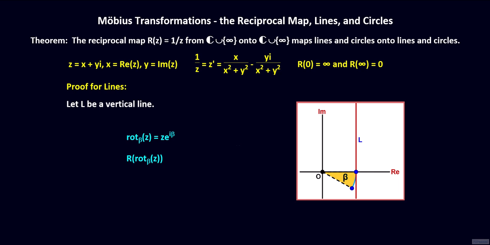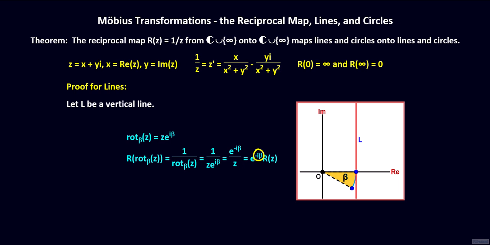R of rho sub beta of z is 1 over rho sub beta of z, and this is equal to 1 divided by z times e raised to the power i times beta. And this is equal to e raised to the power minus i times beta divided by z, which is equal to e raised to the power minus i times beta times the reciprocal map applied to z. And so the image of a graph under the reciprocal map composed with rho sub beta is the rotation by the angle minus beta of the image of the graph produced by just the reciprocal map alone.